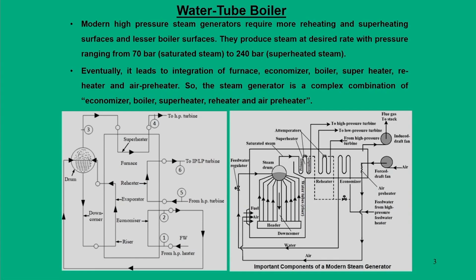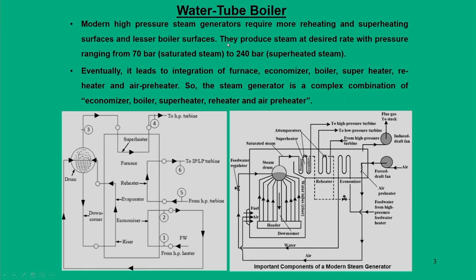Let us give a brief introduction about water tube boilers, which are nothing but modern high pressure steam generators. Normally they operate at very high pressures, 70 bar for saturated steam and 240 bar for superheated steam. Water tube boilers are integrations of furnace, economizer, boiler, superheater, reheater and air preheaters. In other words, a water tube boiler or steam generator is a complex combination of economizer, boiler, superheater, reheater and air preheater.